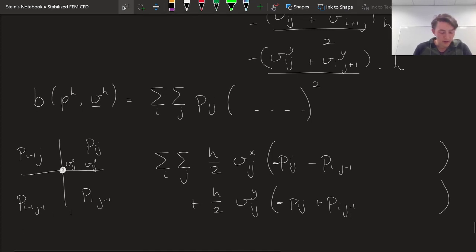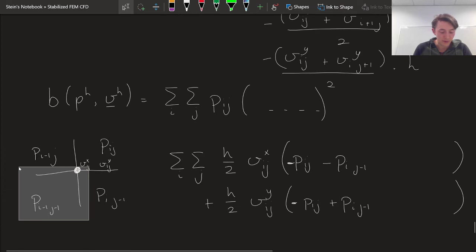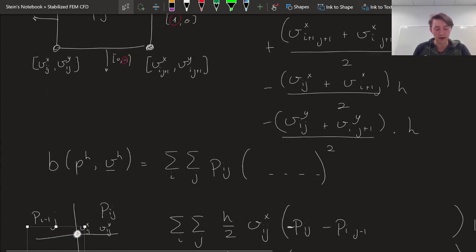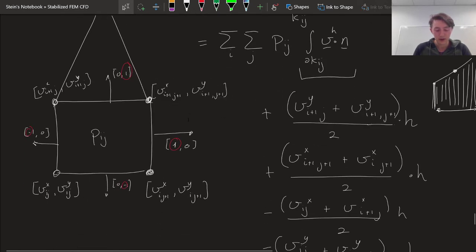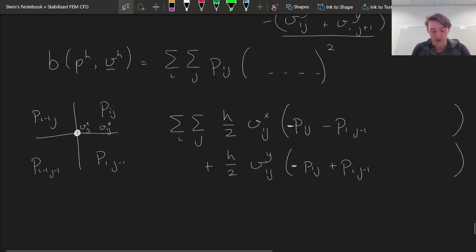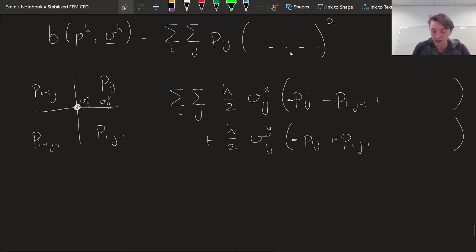Okay, let's take a look at the element over here. From this perspective, the velocities that I'm focusing on right now are the upper right velocities. So let's see, i plus 1, j plus 1 has a plus sign. So I'm going to have a plus of this pressure, p i minus 1, j minus 1.